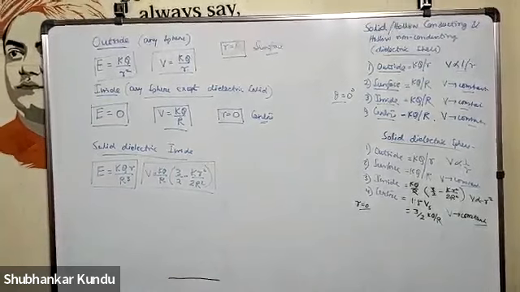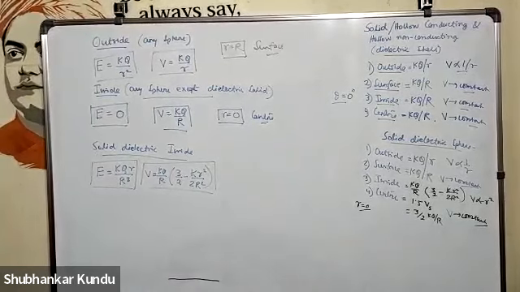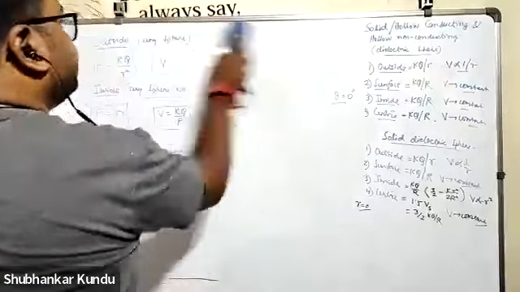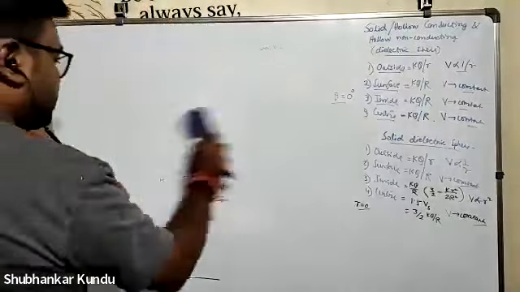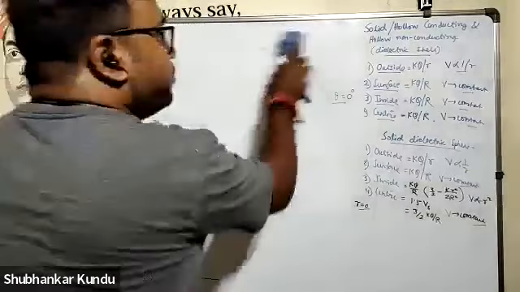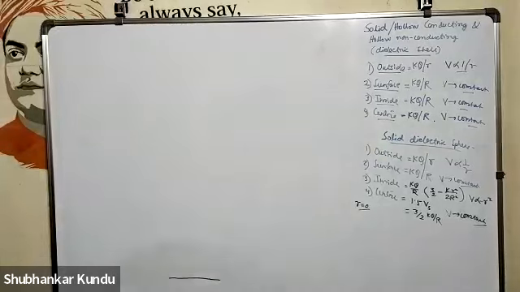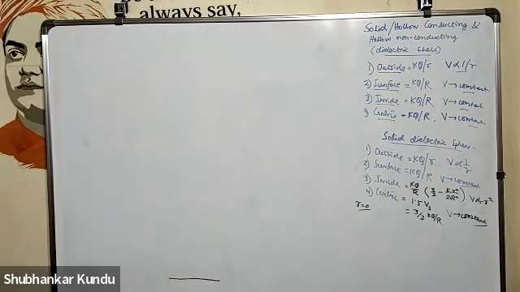Okay. So this is all about today's class. We'll be seeing a very small numerical and we'll be wrapping up the class. The numerical will be from the field and potential relation. Just give me 2 minutes.